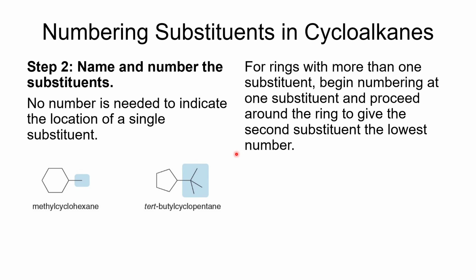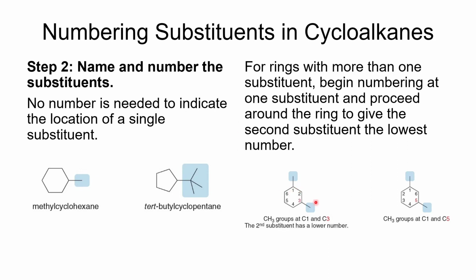If you have more than one substituent, you want to begin numbering at one substituent and proceed in the direction around the ring that will give you the lowest possible number for the second substituent. Here we've got 2 methyls, and if we go clockwise, 1, 2, 3, it would give this the number 3. If we went counterclockwise, it would give it the number 5. So the number 3, going clockwise, is the better answer. This would be called 1,3-dimethyl cyclohexane.